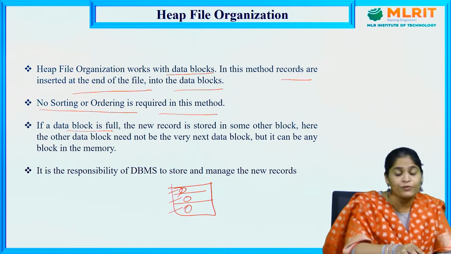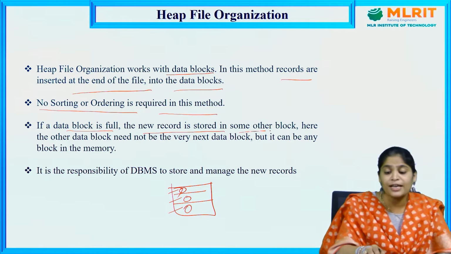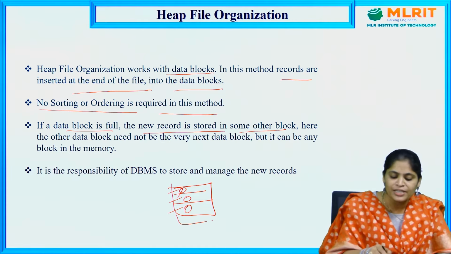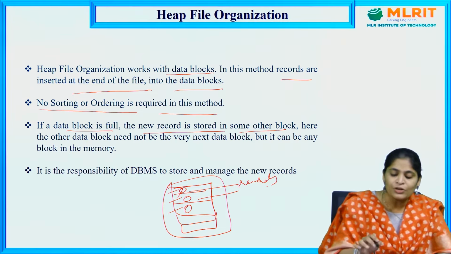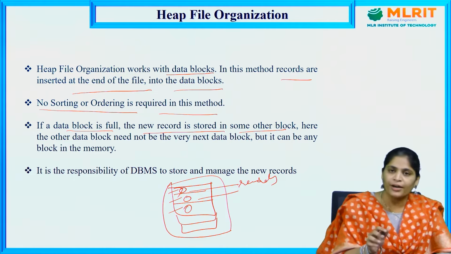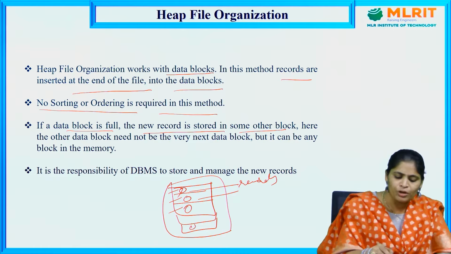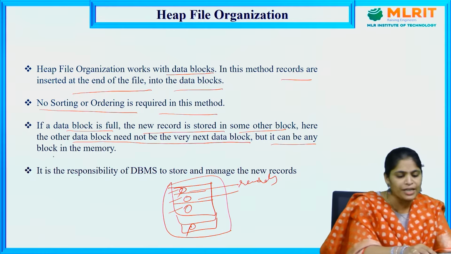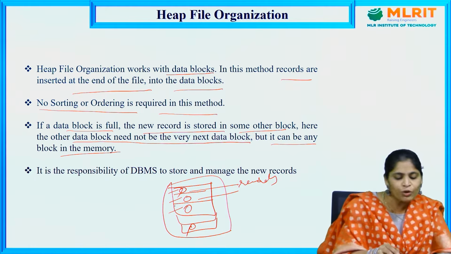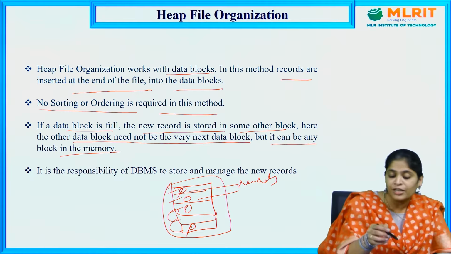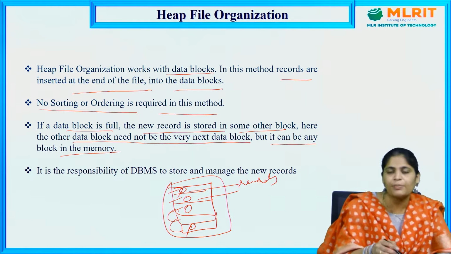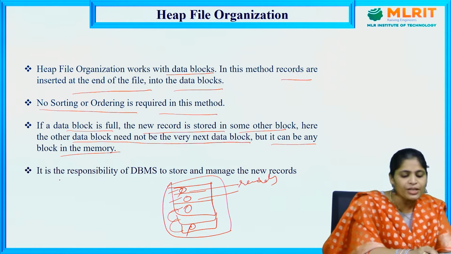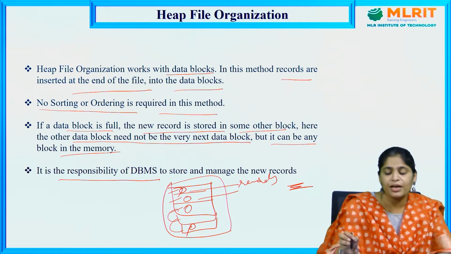If a data block is full, the new record is stored in some other block. If I want to insert, here this is a data block, and in these data blocks I store the records. Randomly we can store the record. The other data block need not be very next to the data block, it can be any block in the memory. Whatever data we are going to store will be searched linearly to see whether the next block is available or not to store that particular record. So it is the responsibility of the DBMS to store and manage the new records.